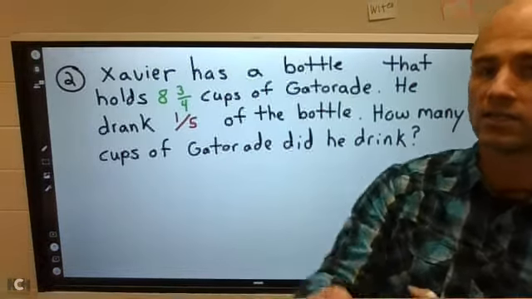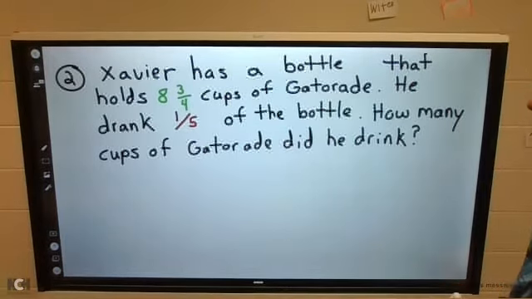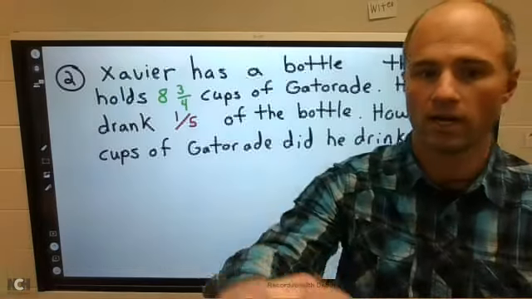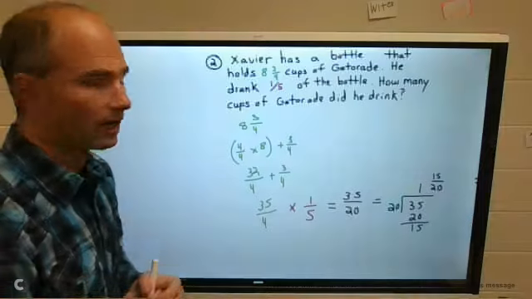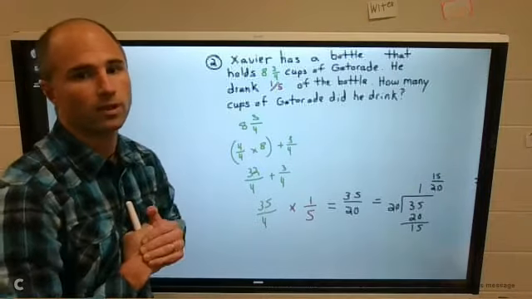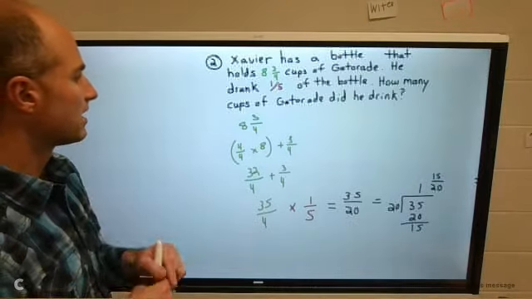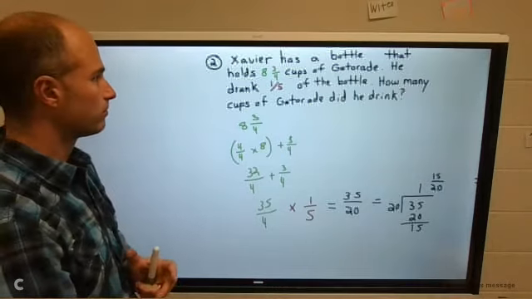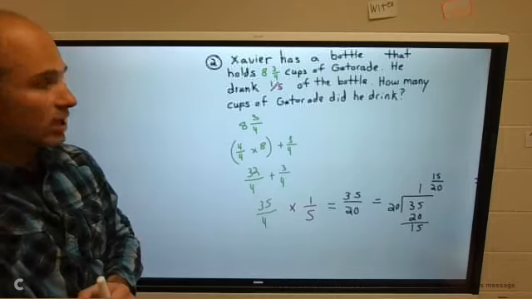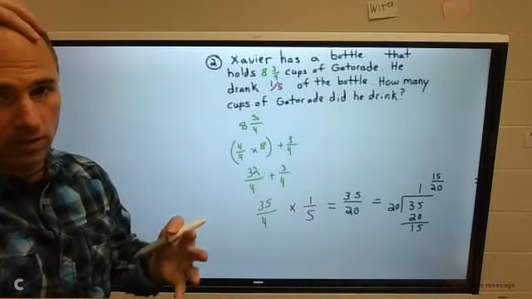Go ahead and solve: Xavier has a bottle that holds 8 3/4 cups of Gatorade. He drank 1/5 of the bottle. How many cups of Gatorade did he drink? Go ahead and hit the pause button and solve that now. All right, welcome back. I'm going to try this side of the board. So we have Xavier. He has 8 3/4 cups of Gatorade in this bottle, and he just drank 1/5 of it.